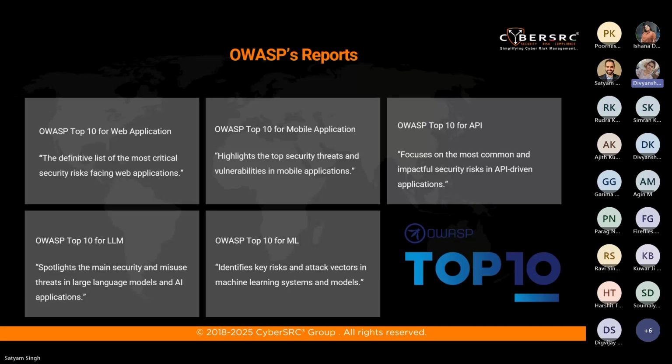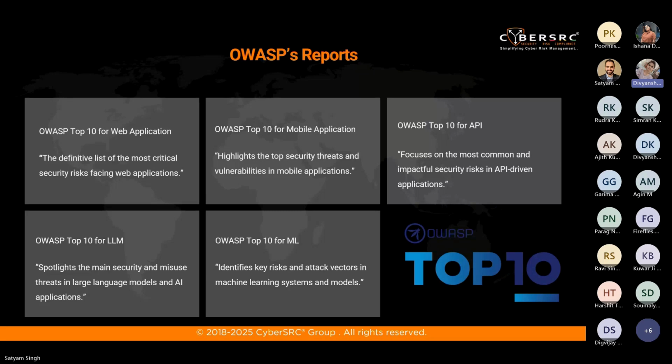With that foundation, let's see what's new in the OWASP Top 10 for web 2025, which reflects the latest trends and risks. Before that, on my screen, you can see the OWASP Top 10 for web applications. There is also a mobile application OWASP Top 10, and even one for API that focuses on the most common and impactful security risks in API driven applications.